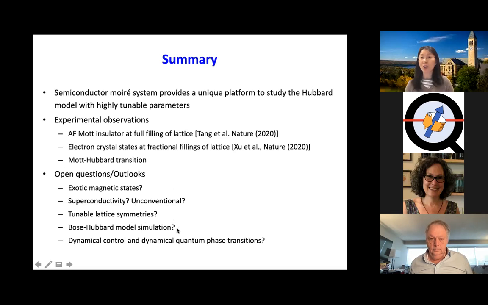So far, I've talked about putting electrons into those traps. Can you put bosons, in this case electron holes, into those traps? Can you dynamically change the Hamiltonian, do quantum quenching or related experiments? And can you observe dynamic quantum phase transition? So with those bunch of questions, I would like to stop here, and I'll be happy to answer questions if you have any.